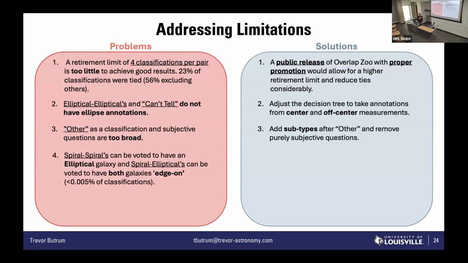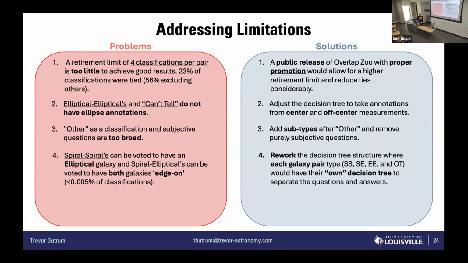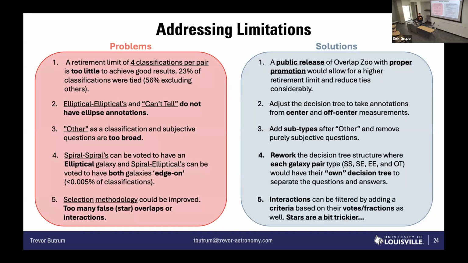And spirals in the decision tree used for this one could accidentally be voted for spirals having an elliptical galaxy in them. But since it was an internal classification project, it didn't happen. But it would probably be an issue in a public project. So I'd rework the decision tree again. And then my selection methodology could be improved a bit. There were a lot of false star overlaps, and so this could be an issue. So this can be improved as well.